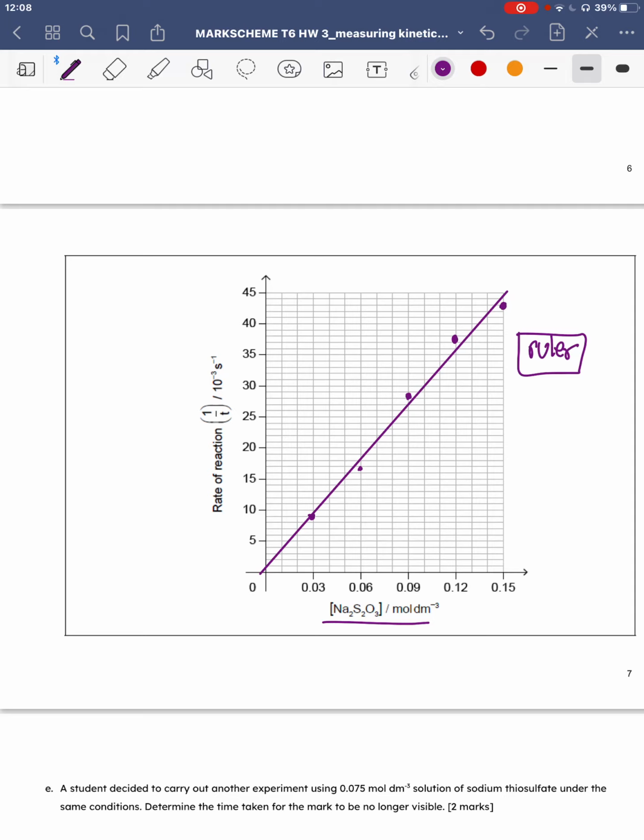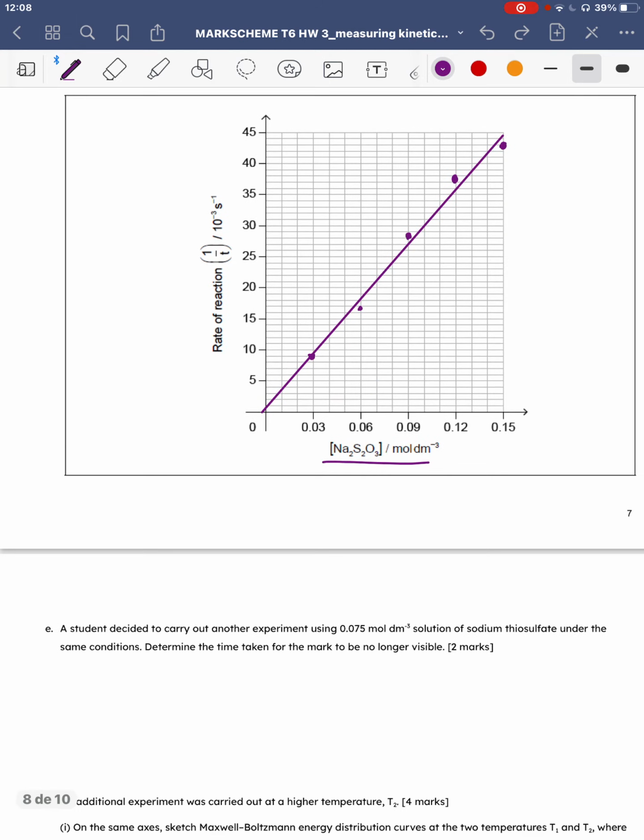You also should go through the origin, and mine was a little bit off, so let me try that again. Okay. So I think that's about as close as I'm going to get, but you need to go through the origin in order to get a mark, and you need to use a ruler.